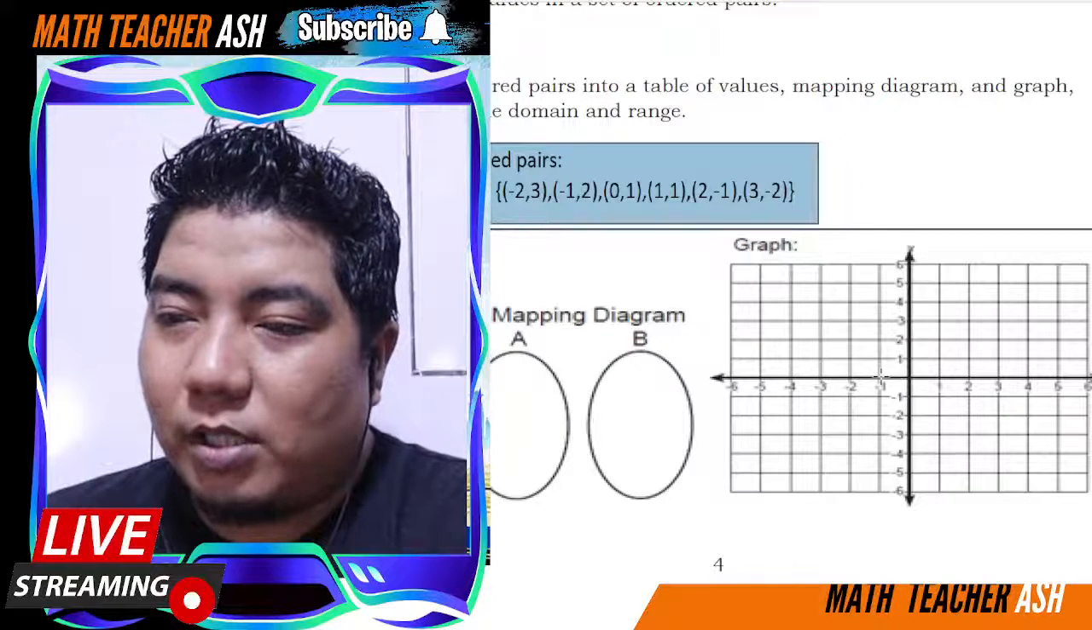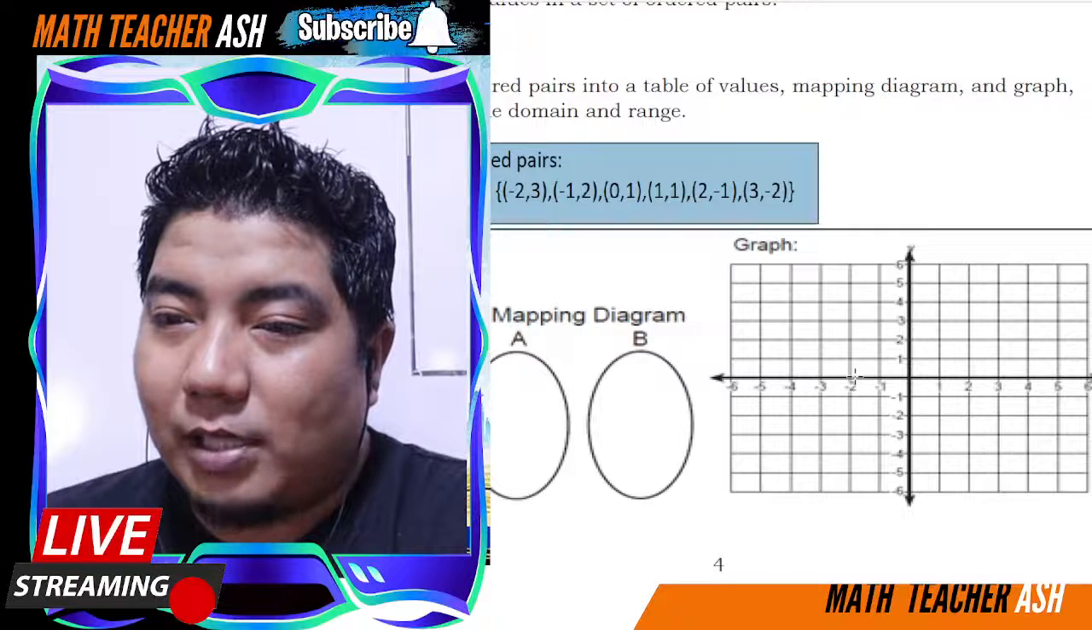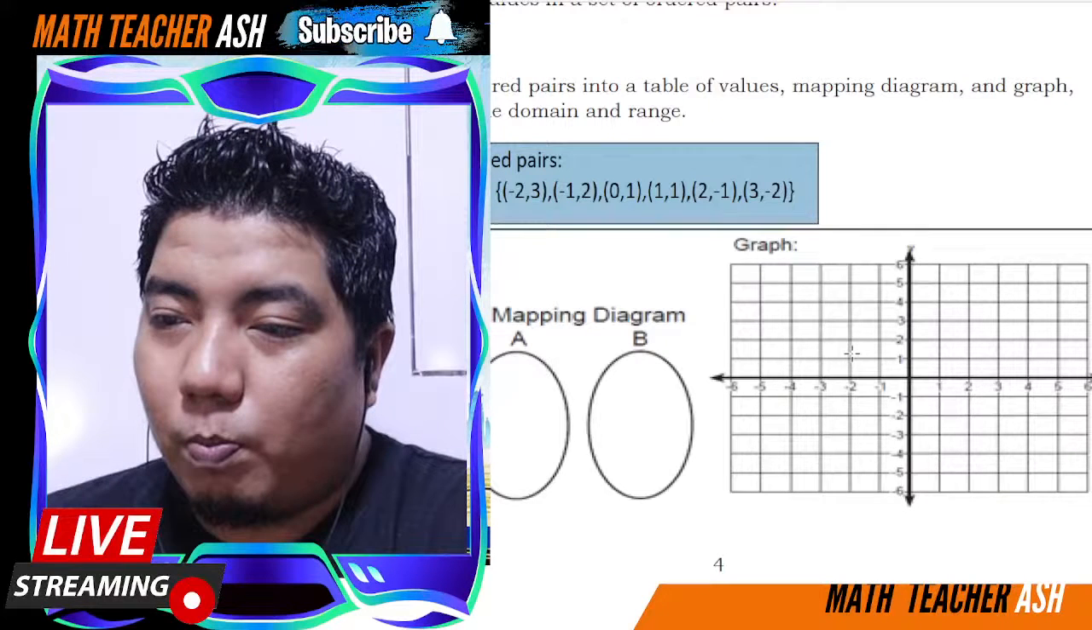When you graph, of course, you have here negative 2, 3. So, saan yan? This is negative 1, negative 2 for the x. Then, positive 3, so papunta tayo sa taas. So, positive 1.